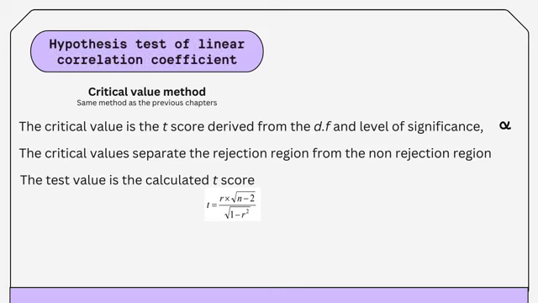This is the critical value method, same as the previous chapters, except now the degrees of freedom is n minus 2 and a couple other things, but most of it is similar.